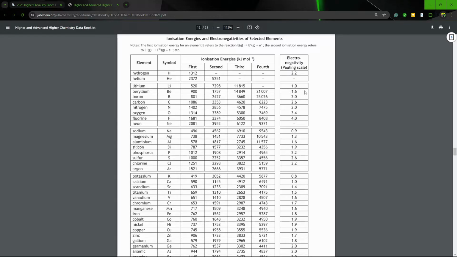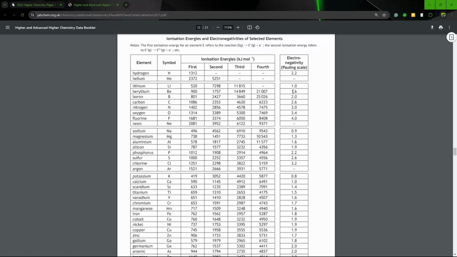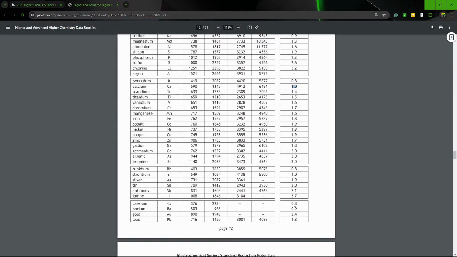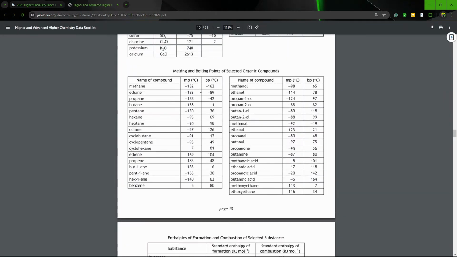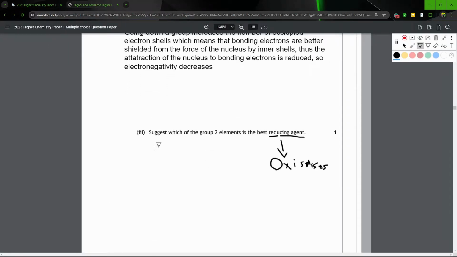Group 2, first one I believe is beryllium. Beryllium's 1.6, but if we go down, we go to magnesium, and then calcium, that's 1.1, then we have strontium and barium. So we can actually go all the way down. If we go back to our periodic table, we want to go down as far as possible, so the lowest one would be radium. And so we could say radium.